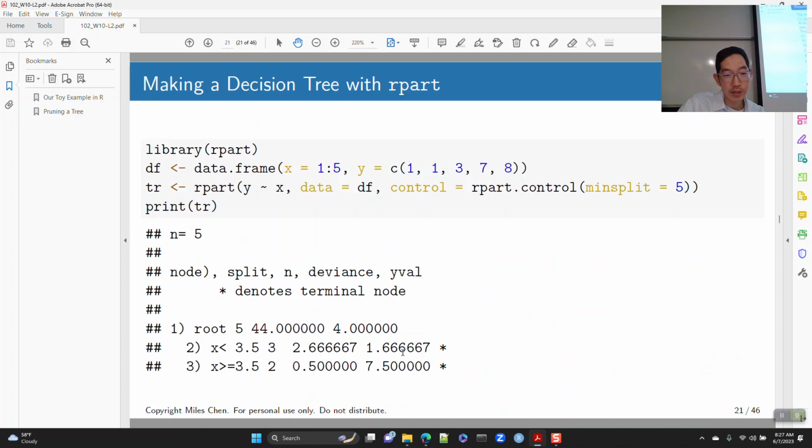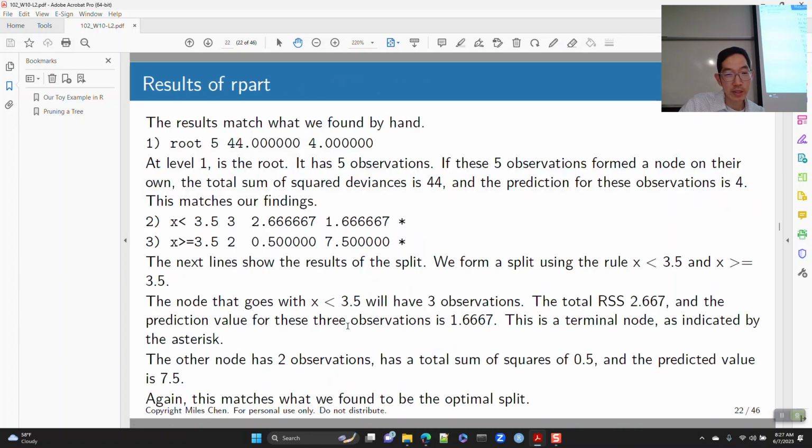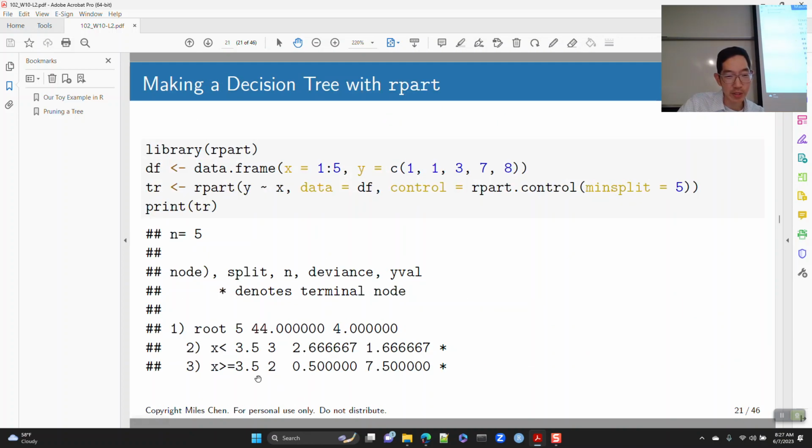Okay, so that's this top line, as I have it all broken down here. The next line says, when you form the split at x less than 3.5, you end up with 3 observations there, and this is the predicted value for those 3 observations, and your RSS for those 3 values is 2.667.